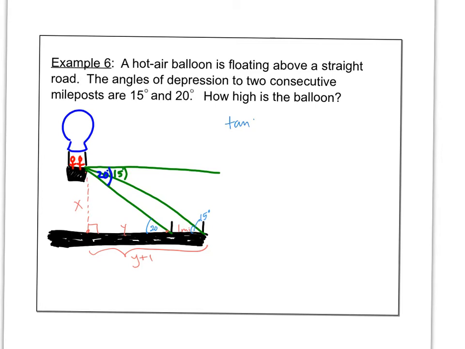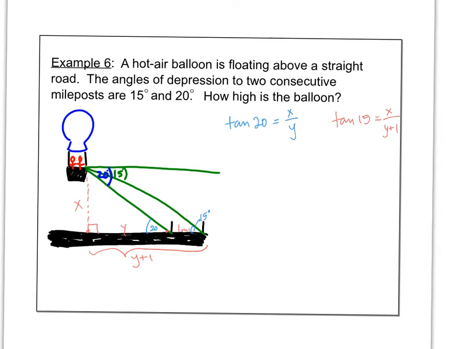The tangent of 20 degrees will equal opposite over adjacent, which is X over Y. Now think of the other triangle, the bigger triangle. And so the height on the bigger triangle is X, and the length on the bottom is Y plus 1, and the 15-degree angle in the corner. So if you think about that triangle, the tangent of 15 degrees is X over Y plus 1, opposite over adjacent.